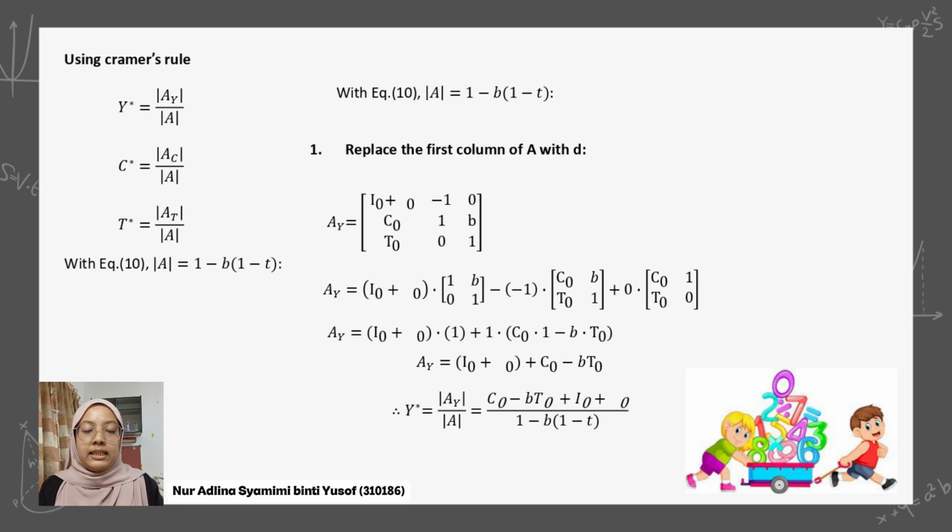After calculating the determinant, we obtain the following result: Y star equals open bracket C sub O minus B times T sub O plus I sub O plus G sub O close bracket, and then we divide it by 1 minus B times open bracket 1 minus T close bracket.